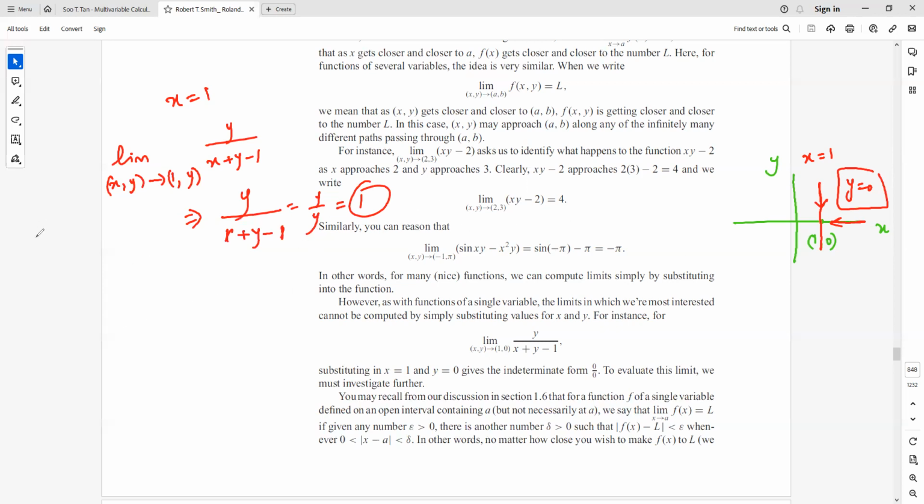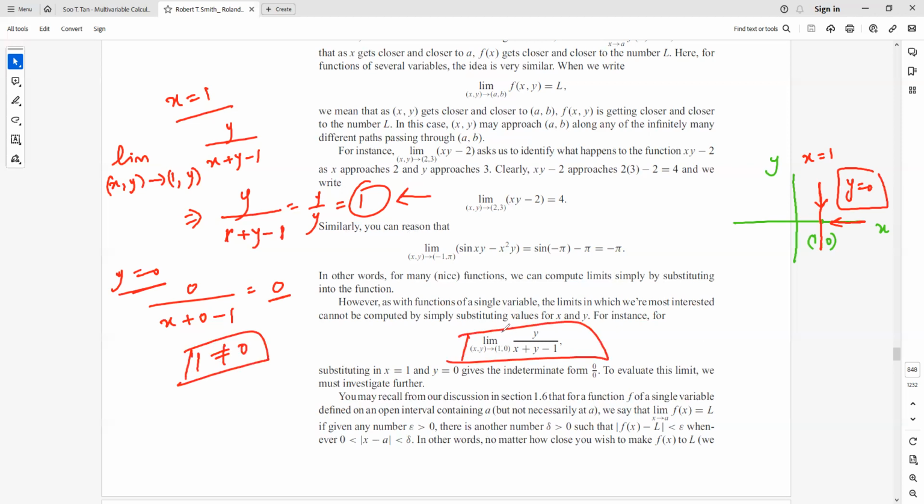All right, now we can approach from y equals 0 and check whether the limit is the same or not. If y equals 0, it's 0 over x plus 0 minus 1, which means this whole function is going to be 0. Therefore, we get 1 when we approach from the line x equals 1, and we get 0 when we approach from the line y equals 0. So these limits are not the same, 1 and 0 are not equal. Therefore, the limit does not exist.